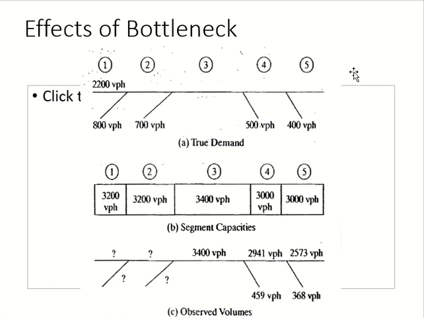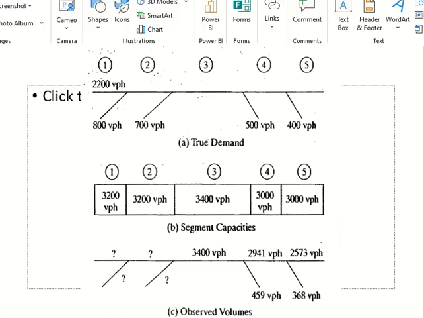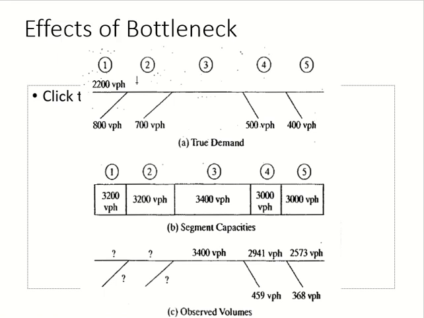Using that I can calculate the demand on the other segments, right? So let us do that first. For segment number 2, how much is the demand? How did you get 3,000? Like we did in the previous case, when there are two flows which are combining, you just add them together. So we have 2,200 plus 800, so that is 3,000.